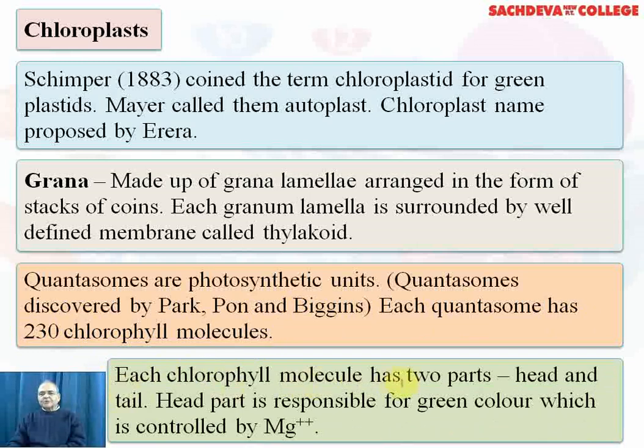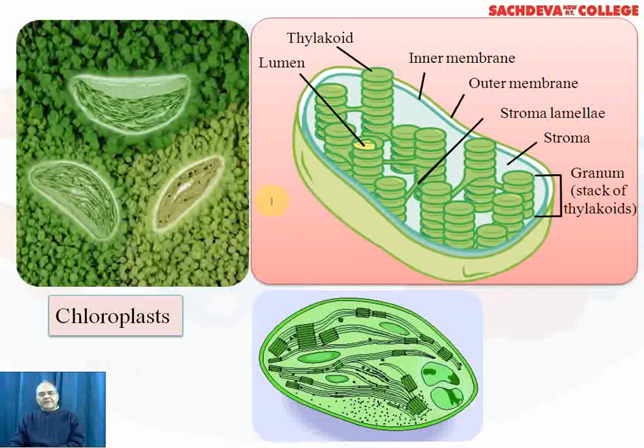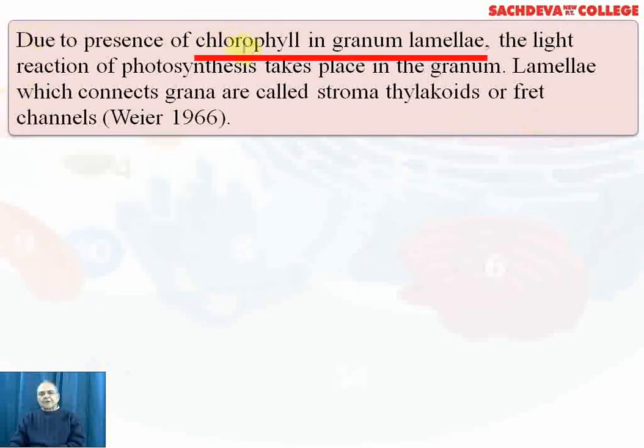Each chlorophyll molecule has two parts: the head, which is a tetrapyrrole ring, and a phytol tail. The head part is responsible for the green color, and has a magnesium atom in the center. You can see the chloroplast, the grana, the thylakoids, outer and inner membrane, and stroma lamellae. Due to the presence of chlorophyll in granum lamellae, the light reaction of photosynthesis is connected with the granum, and lamellae which connect grana are called stroma thylakoids or Fret channels, by Weier, 1966.